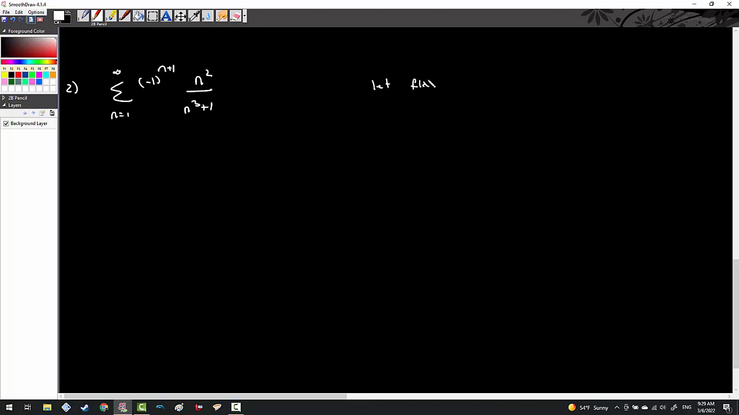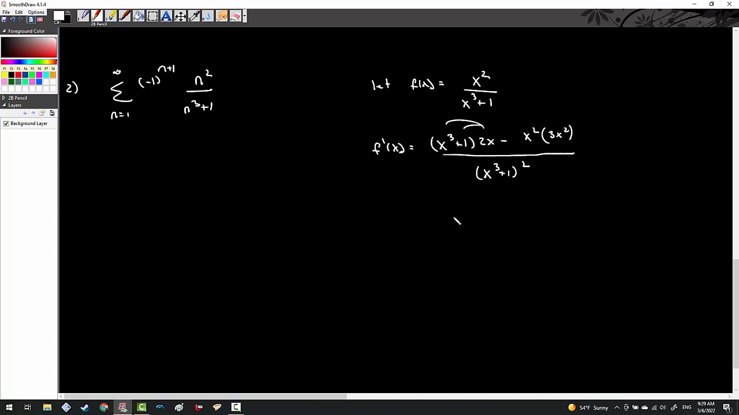So let f of x equal x squared over x cubed plus 1. And now I'm going to go and take the derivative of this thing, which will involve a little bit of quotient rule here. So f prime of x equals low, d high, so that's going to be 2x, minus high, d low, that's going to be 3x squared, and then square the bottom, and away we go. If I distribute, I'm going to end up with 2x to the fourth plus 2x minus 3x to the fourth over x cubed plus 1 squared.